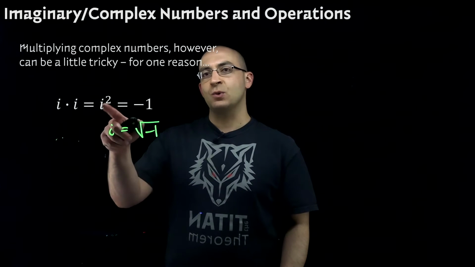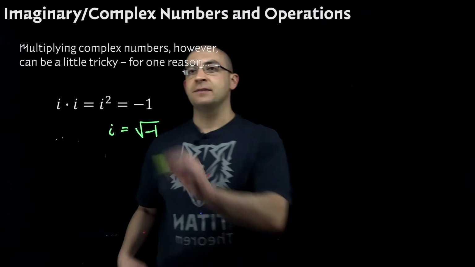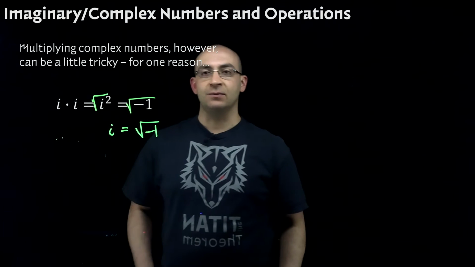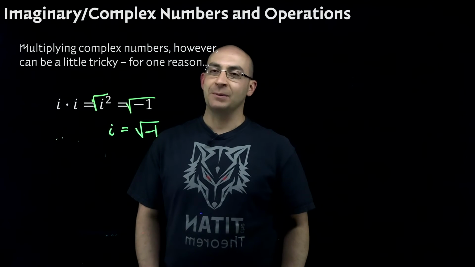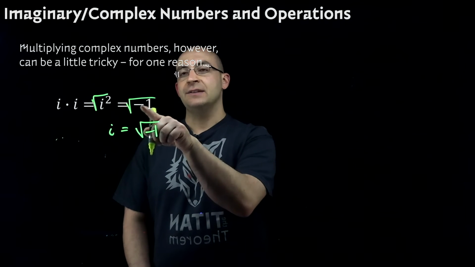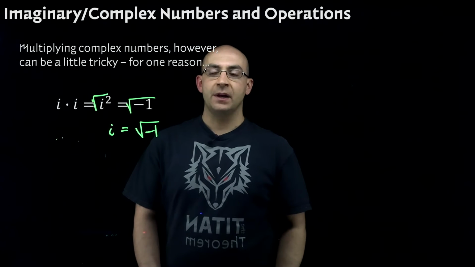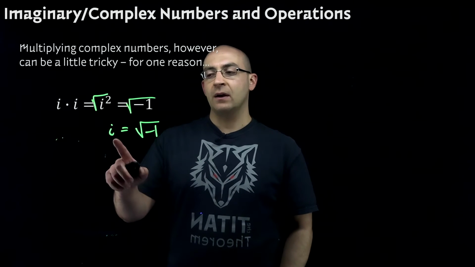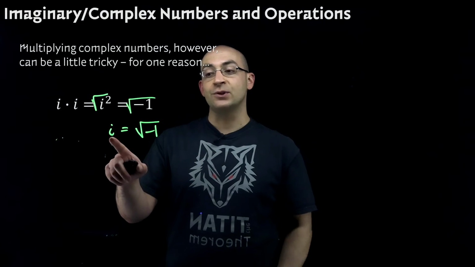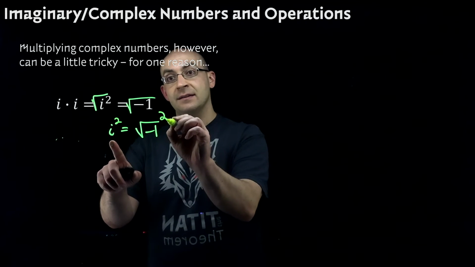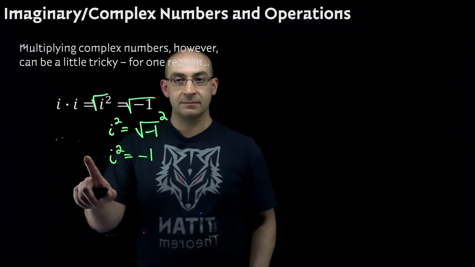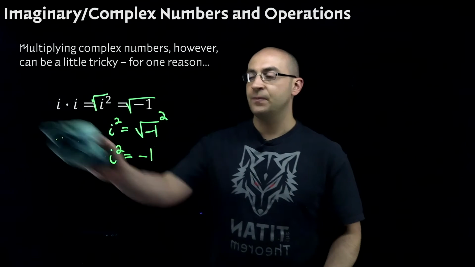Well, if I were to square root both sides on this part, square rooting the i squared and square rooting negative 1, you see where I'm going, right? The square root of i squared is i, and the square root of negative 1 is the square root of negative 1. So if an imaginary number is the square root of negative 1, that means if I were to square both sides, I would get i squared equals negative 1. So there's that relationship for us.